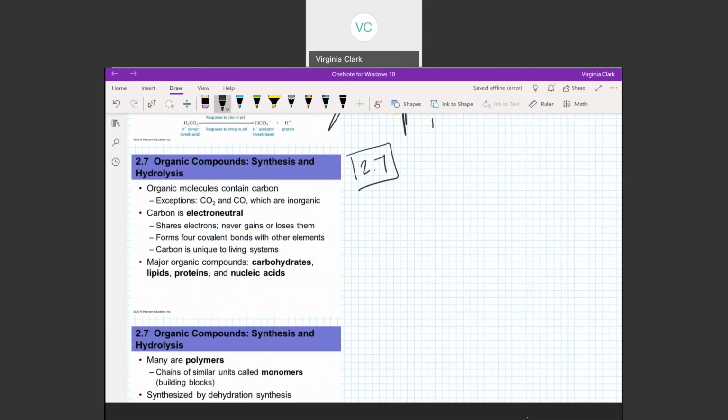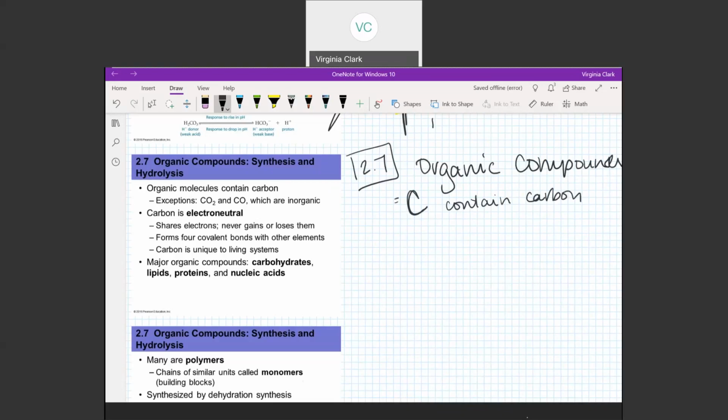Okay, the next section is 2.7, looking at our organic compounds of synthesis and hydrolysis. So we are now moving into organic compounds. All of the things we're going to talk about next are going to have C. They will all contain carbon. Everything that we're going to talk about now.